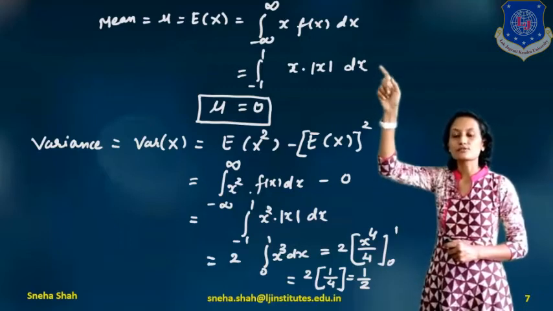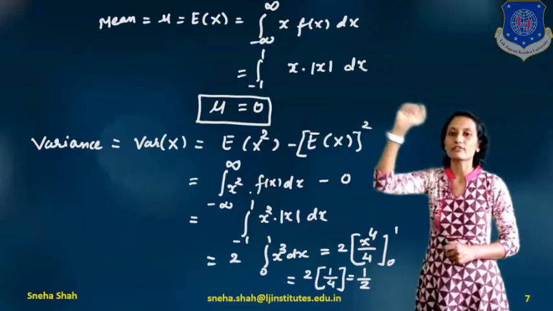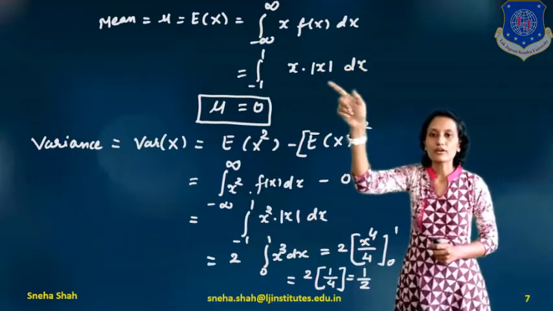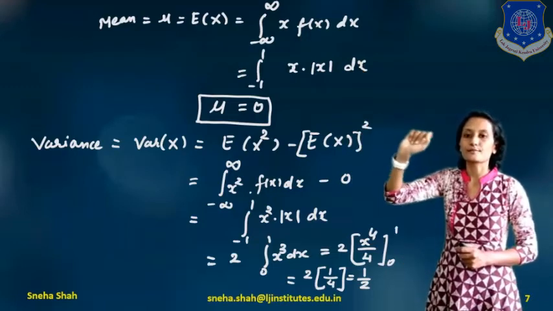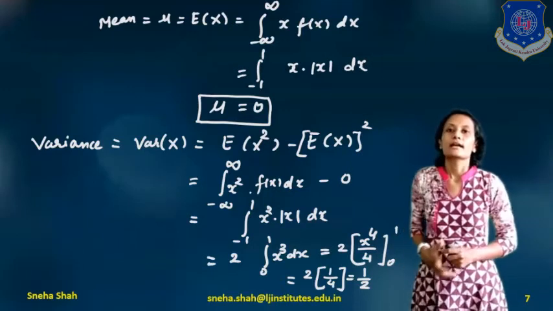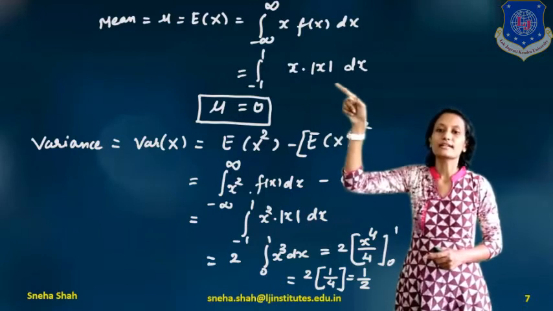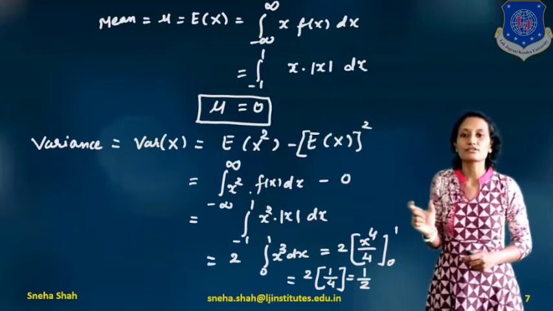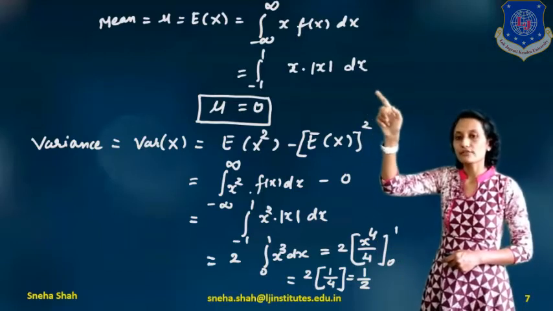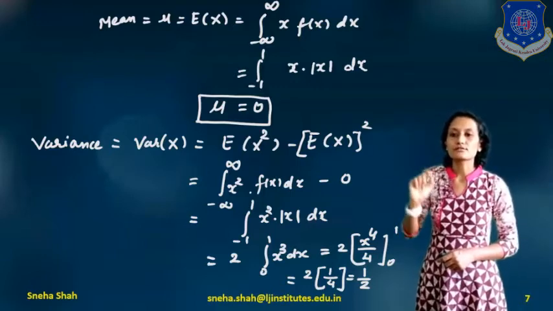Mean equals mu equals E of x equals integration minus infinite to infinite x into f of x dx, right? Now as you know that f of x equals mod of x, and the range of integration is minus 1 to 1. So the term will be x into mod of x dx. Now if you simplify this term, x is considered an odd function and mod of x is considered an even function. So overall the answer will be an odd function. So the simplification of this will be 0. So the mean value equals mu equals 0.